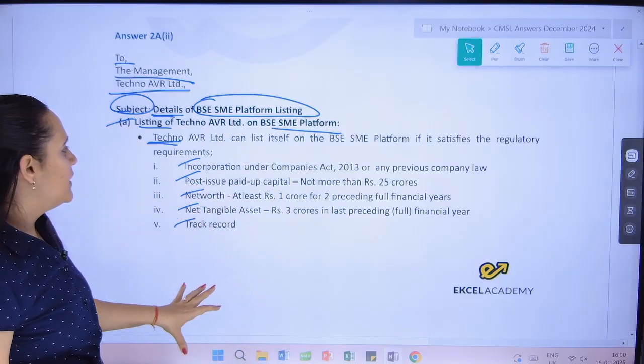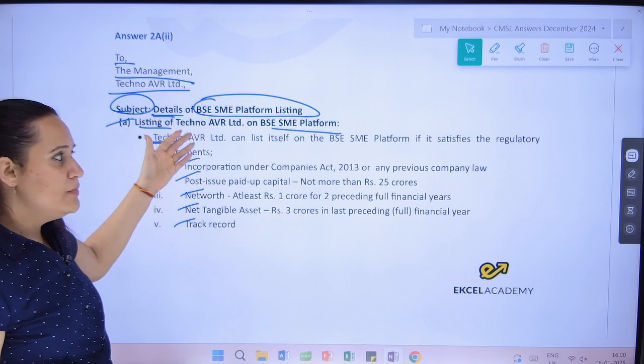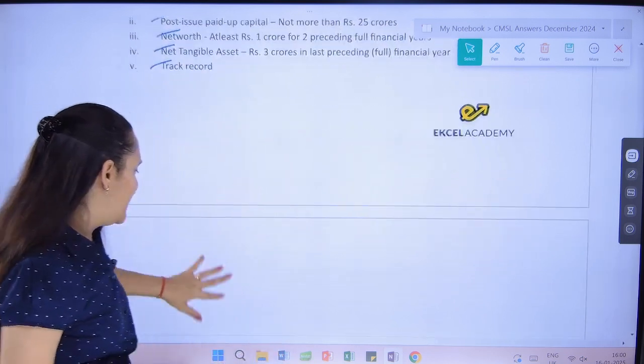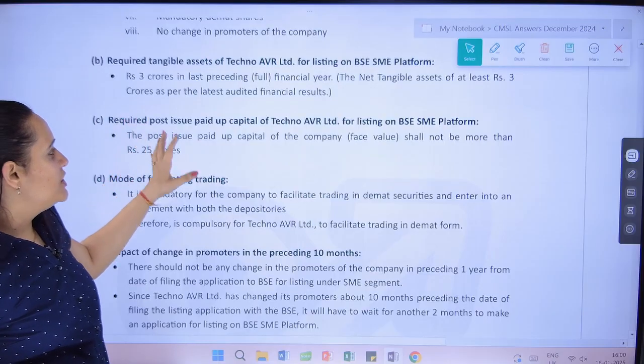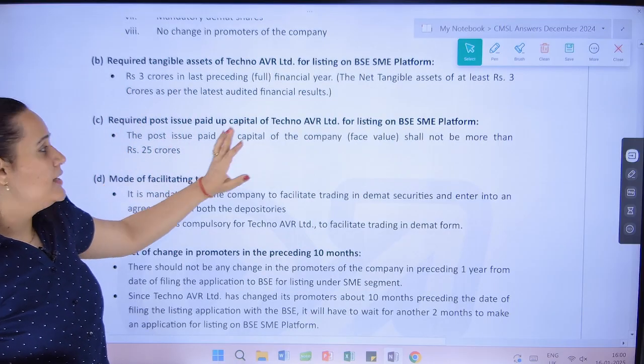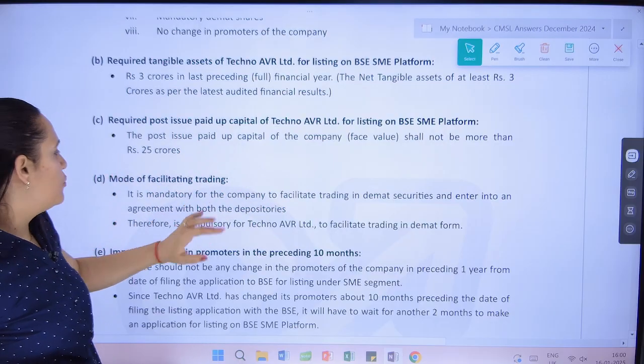All these are the eligibility criteria. If this is satisfied, the company can list itself on the BSE SME sector. Okay, what is required? Tangible assets of 3 crores in the preceding years. Post capital requirement should not be more than 25 crore rupees.